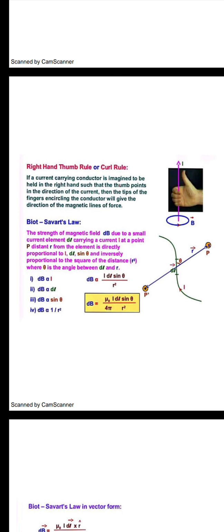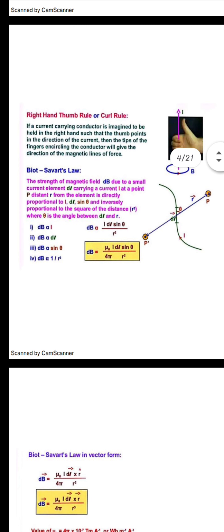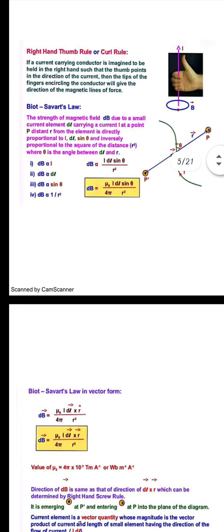Absolute permeability. What does permeability mean? Permittivity is the obstacle for the field, whereas permeability is the allowance of the magnetic field through the medium. The value of mu naught upon 4 pi is 10 to the power minus 7, because mu naught is 4 pi into 10 to the power minus 7. So mu naught upon 4 pi can be written as 10 to the power minus 7. The CGS unit is Weber per meter squared, and the SI unit is Tesla for the magnetic field B.